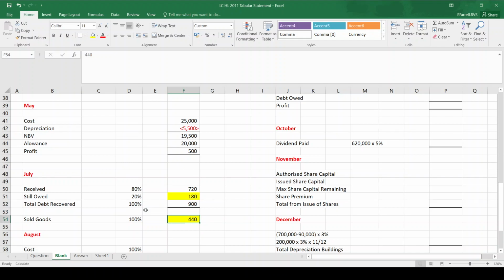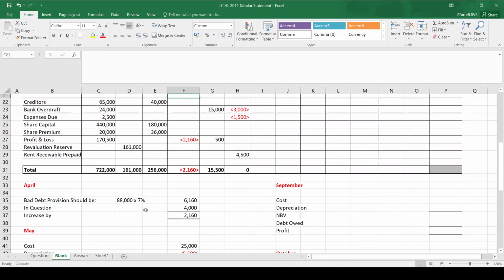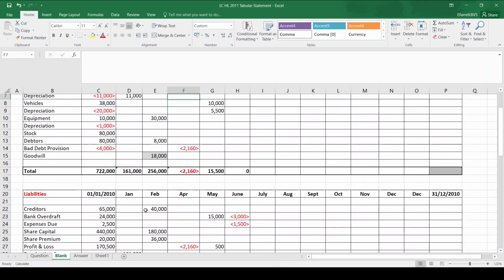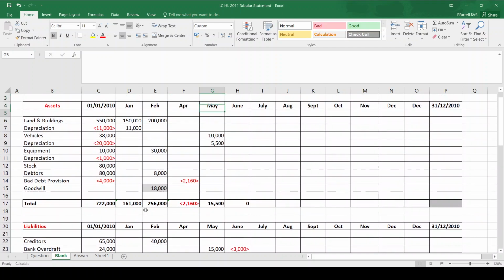So to fill these entries in here now, the first thing we're going to have to do is stock. We sold them goods for 440, and that's the cost price, because it doesn't say anything about a profit or anything like that. Because we sold them goods, they are going to have to come out of stock, and stock is always valued at cost price. The value of the goods was 440, so that comes out of stock.